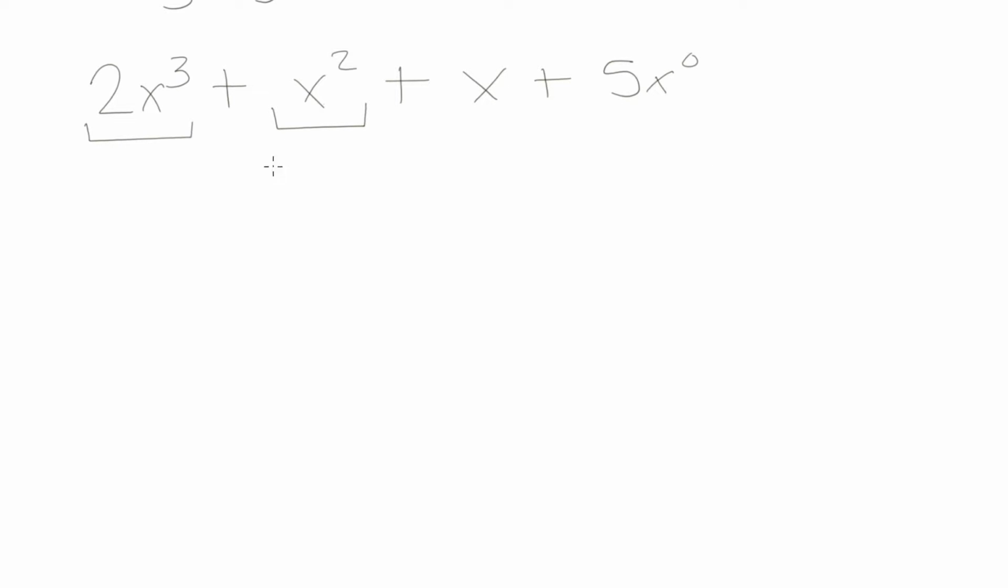Usually when we're writing down a polynomial, we're going to write down our leading term, which is your term that has the highest degree, first. And you're going to do it in decreasing order. So the way I've written it down here, we have our highest degree term first, followed by our second highest degree term, third highest, and so on.